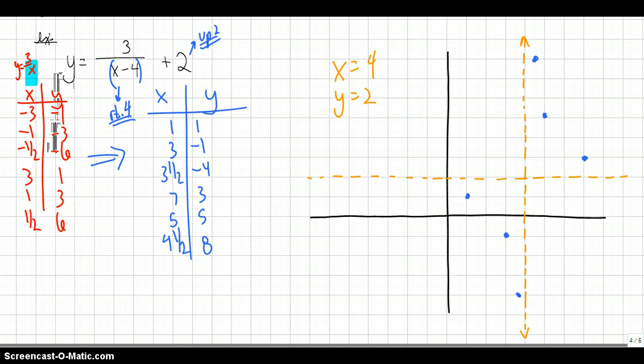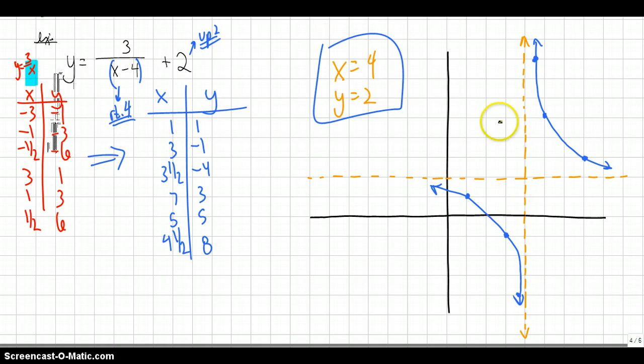Now as you look at all those points, it should start approaching those asymptotes as you go further to the left and also further to the right. So, asymptotes in our graph for the equation of y equals 3 over x minus 4 plus 2.